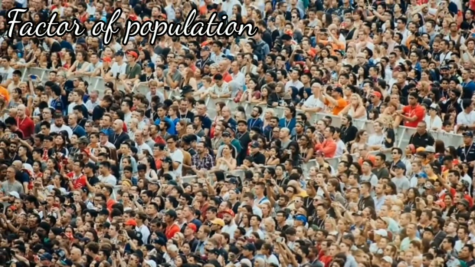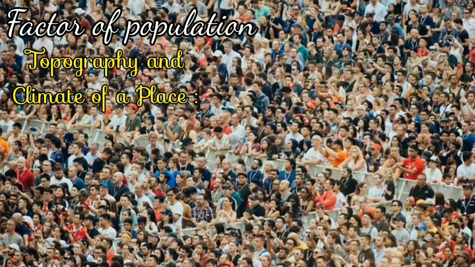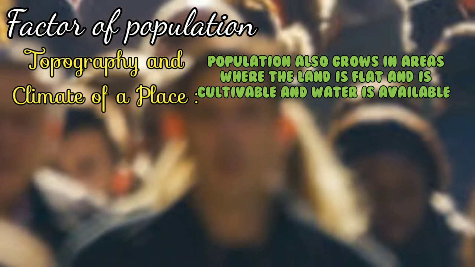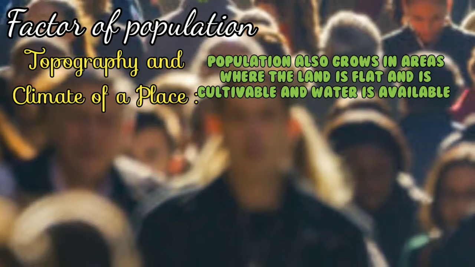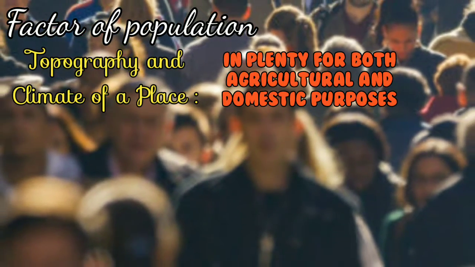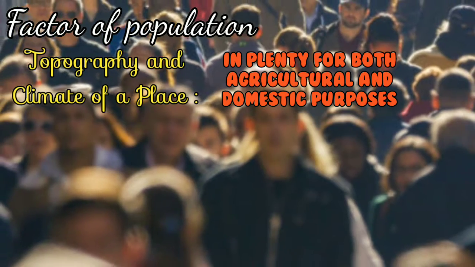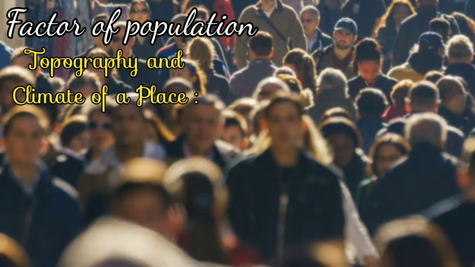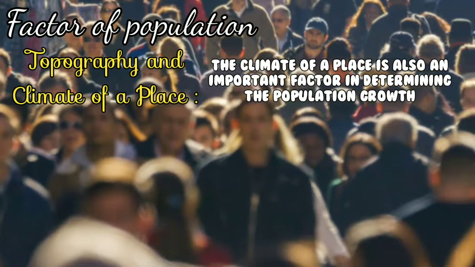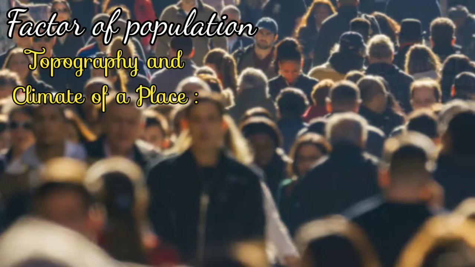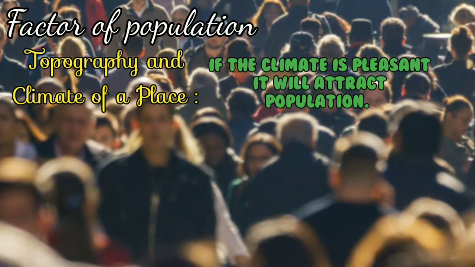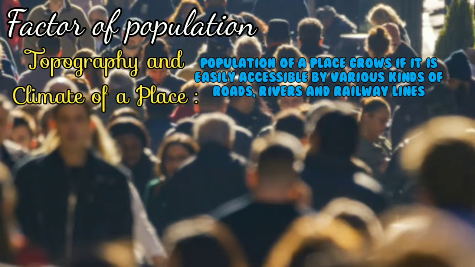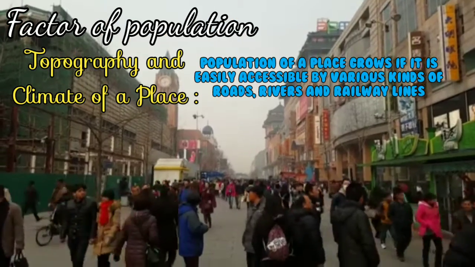Now, topography and climate of a place, how do they affect the population? Population also grows in an area where the land is flat and cultivable, and water is available in plenty for both agricultural and domestic purposes. The cities that grow on the banks of the rivers have high population. The climate of a place is also an important factor determining the population growth. If the climate is pleasant, it will attract population. Population of a place grows if it is easily accessible by various kinds of roads, rivers, or railway lines.